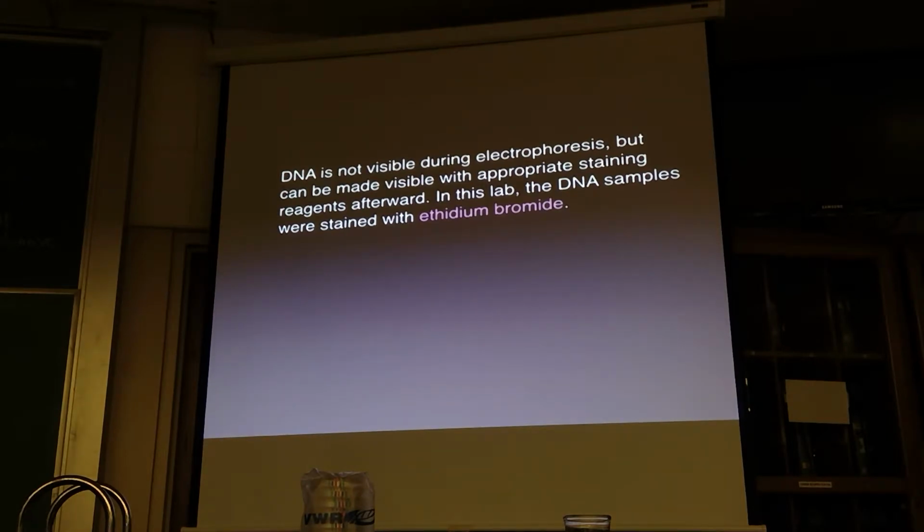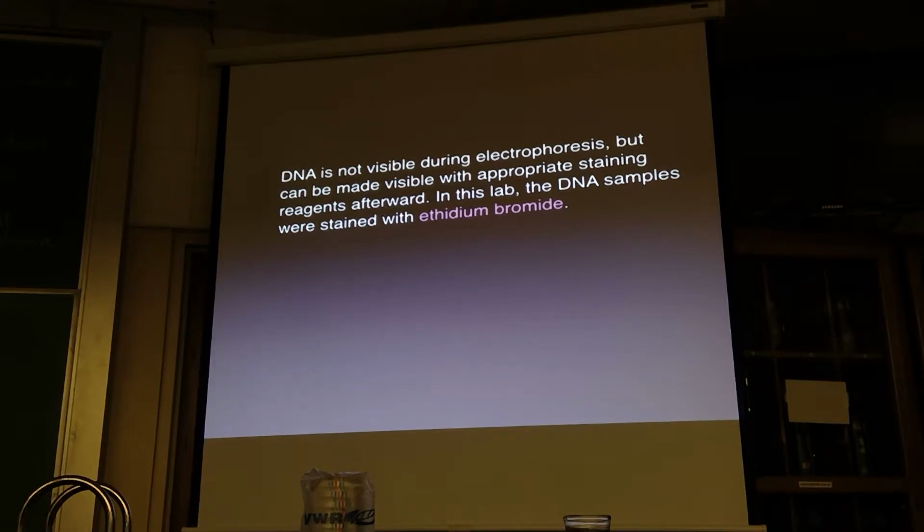Now, when the DNA is running, you can't see it. You kind of know where it is because you know how these dyes move, but the DNA has to be made visible. Ultimately, you want to look at it, and what I do with it is stain it with ethidium bromide. The ethidium bromide is kind of a pinkish, actually more of an orangish colored liquid when the gels go into it, and this is a carcinogen, so students are not allowed to handle it.